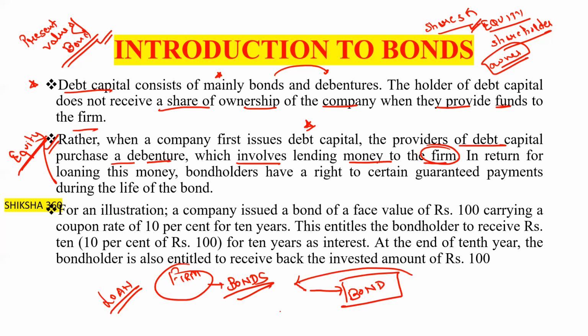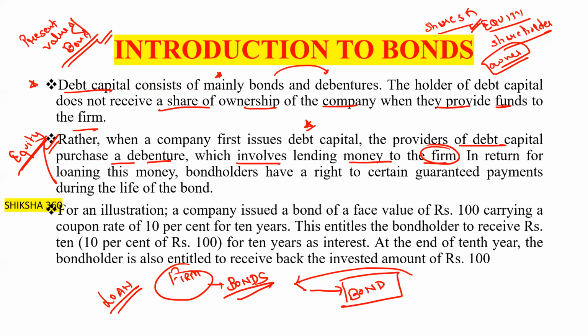Basically people will purchase that bond and the company will get the money. This is what they want to say in the second paragraph. When the company first issues debt capital, the providers of the debt capital purchase a debenture, which involves lending money to the firm.